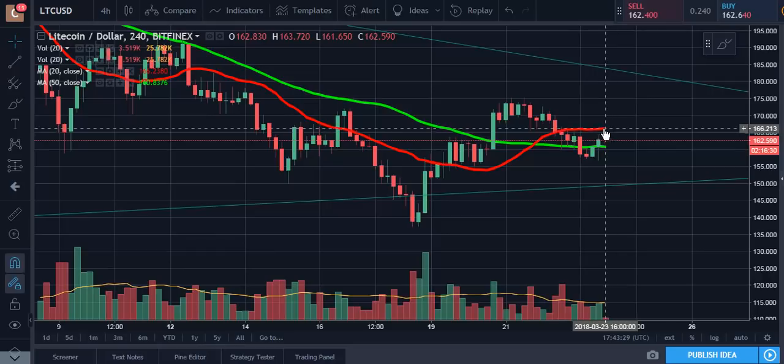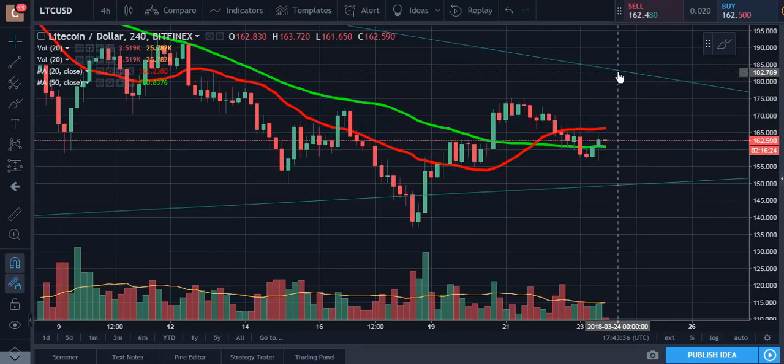So our 20 is acting as a resistance, and we want to be able to break through that, because if we were able to break through that, we most likely would come to the top of this triangle, and we would test that out. Okay, so that's very important for us.